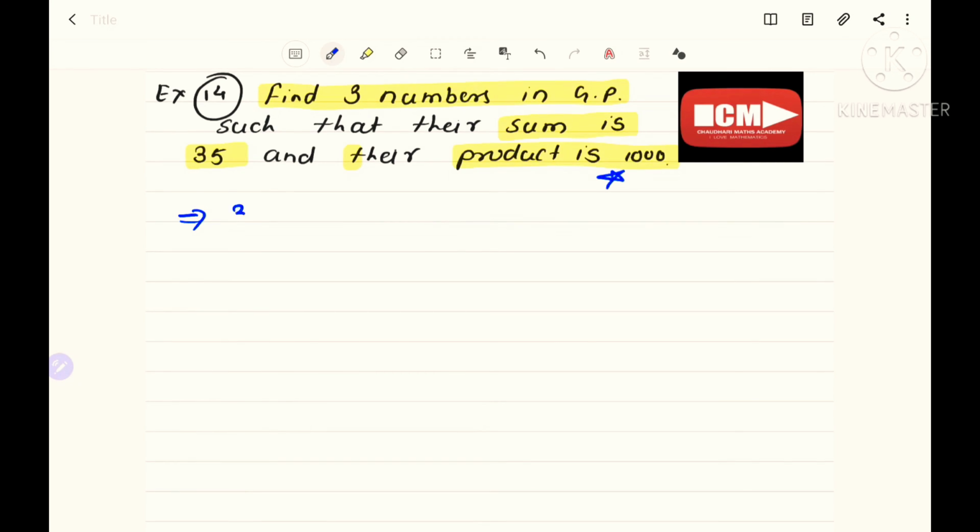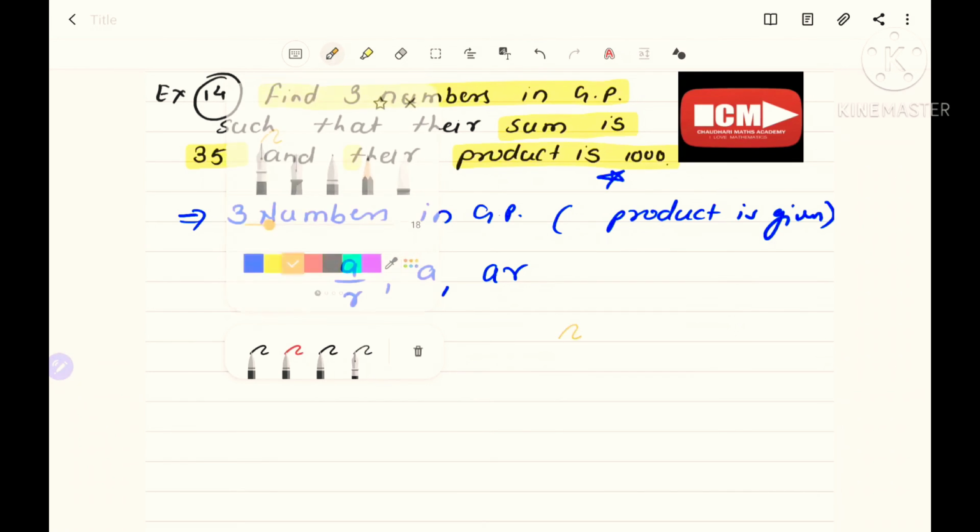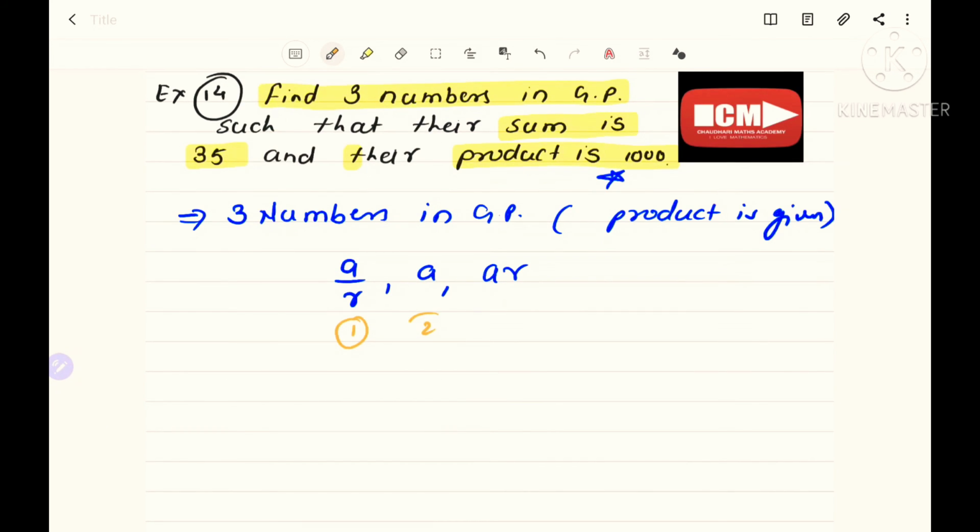So here I am mentioning 3 numbers in GP, provided the product is given. Try to recall the data from the summary. If the product is given and we want the three numbers, then please select the three numbers in the way A, AR and A divided by R. This is the way that we select three numbers in geometric progression if the product is given.